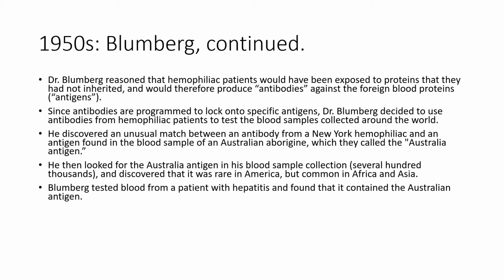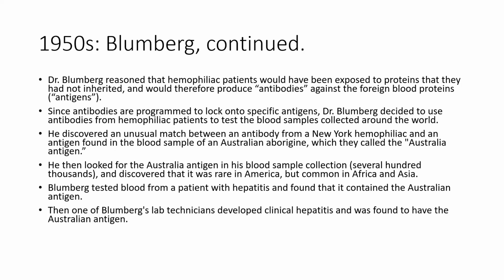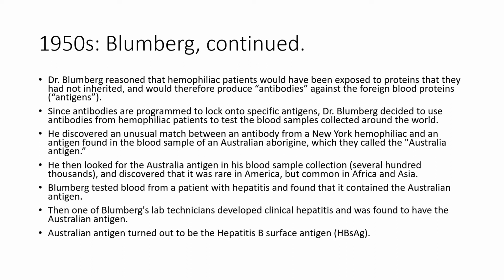Then he tested a patient who had hepatitis and found that it also contained the Australian antigen. And then one of Blumberg's lab technicians, while working with the samples, developed clinical hepatitis and was found to have the Australian antigen. So it turned out that the Australian antigen was the hepatitis B surface antigen.